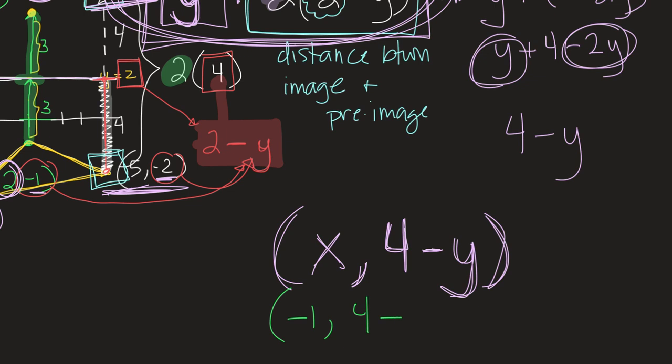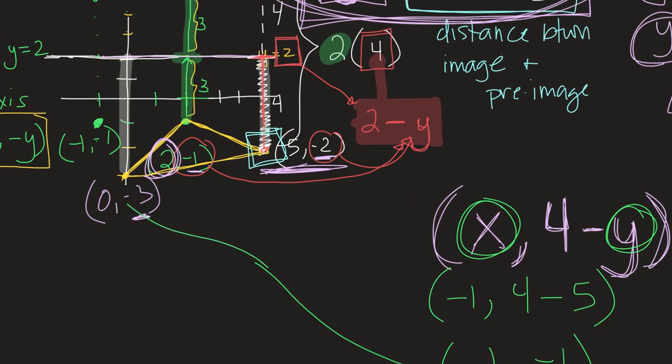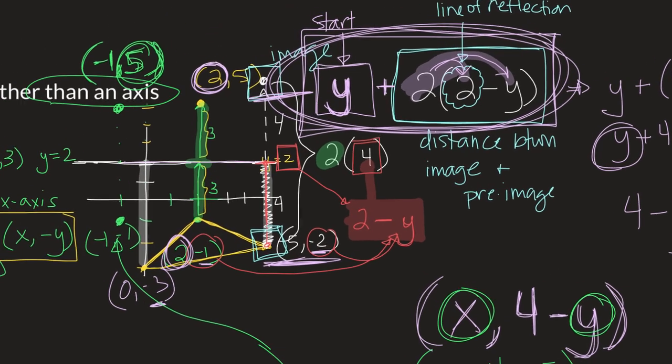So we're going to replace x with negative 1 and y with 5, and we're going to do this subtraction. 4 minus 5 is negative 1, and sure enough, that is where our point ended up. Okay, and you're saying, sure, that's a pretty easy one.